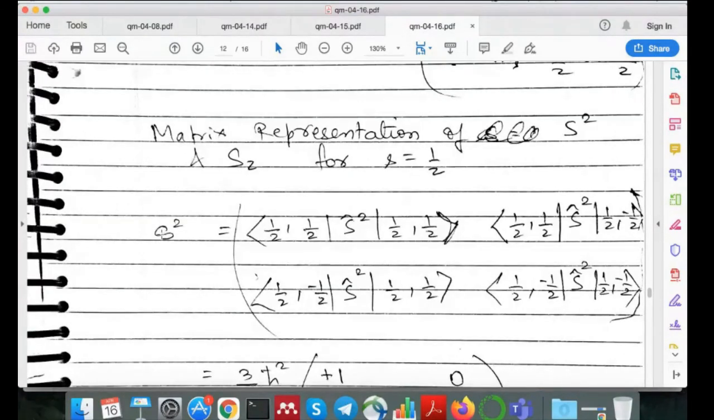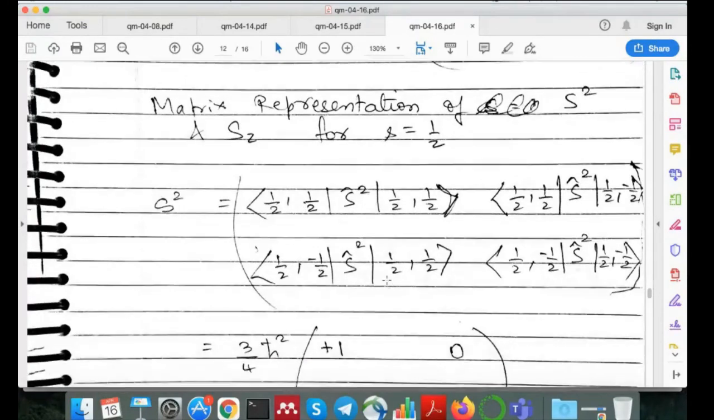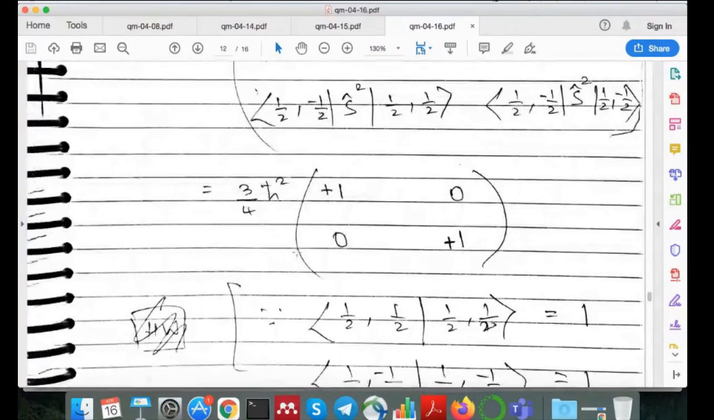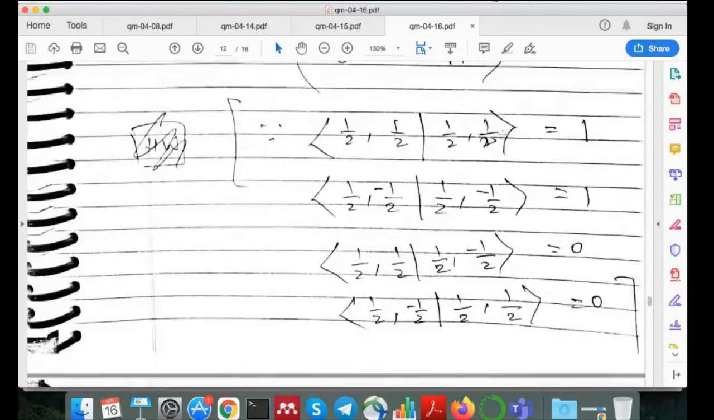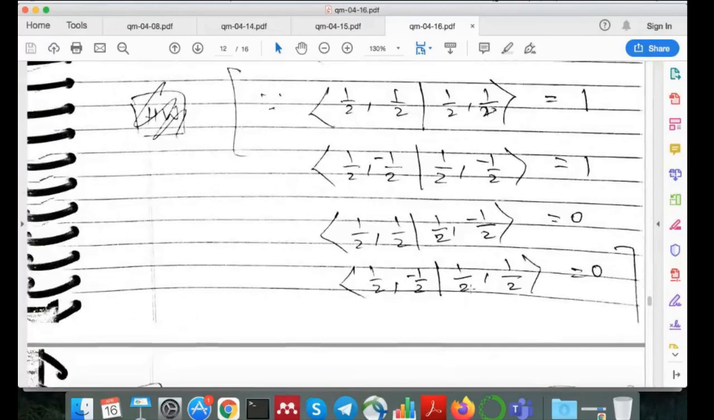Anyway, for the matrix representation, you're going to get this kind of a matrix. You're going to basically do half, half, and half, half, then half, half, half, minus half, and then half, minus half, half, minus half. If you calculate all of these expectation values, you will get the matrix representation, and this turns out to be 3 by 4 h cross square into the matrix 1 0 0 1. You can try and understand this.